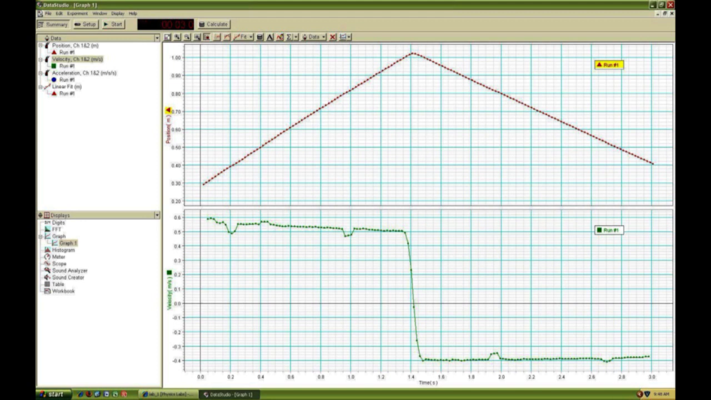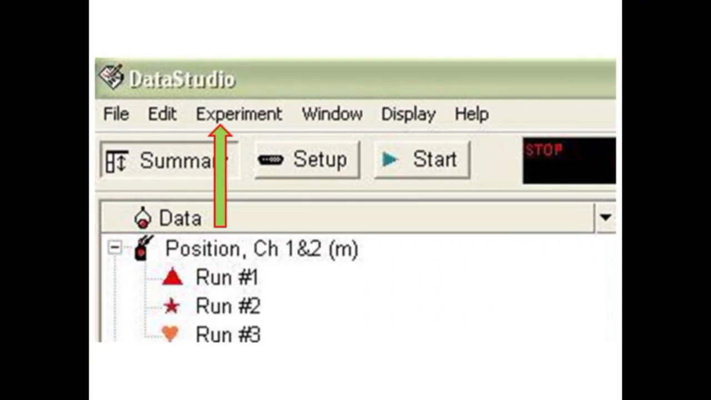When the cart is moving away from the motion sensor, the position increases with time. The slope and velocity are both positive. However, when the cart is returning, the position decreases with time with a negative slope and velocity. One trick you should learn early on in your lab experience is the ability to delete data runs that are flawed. Click on Experiment in the menu and choose Delete All Data Runs.